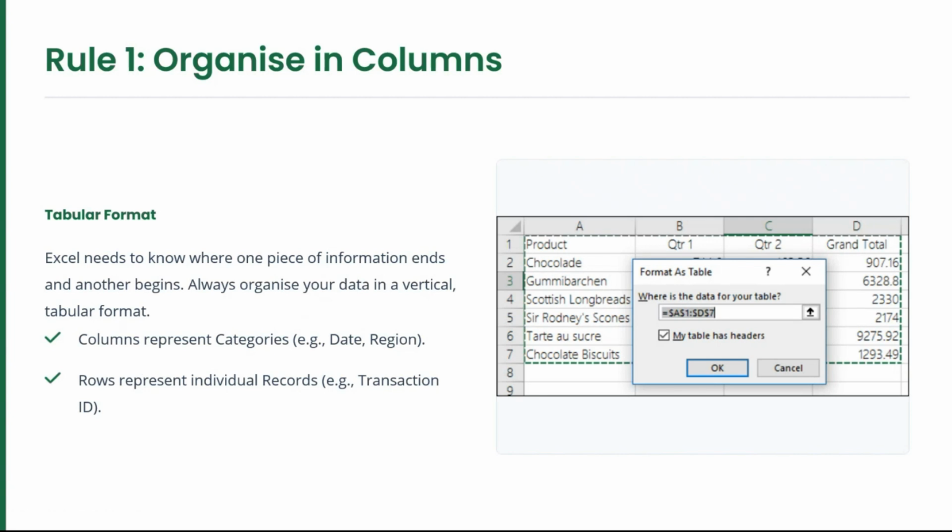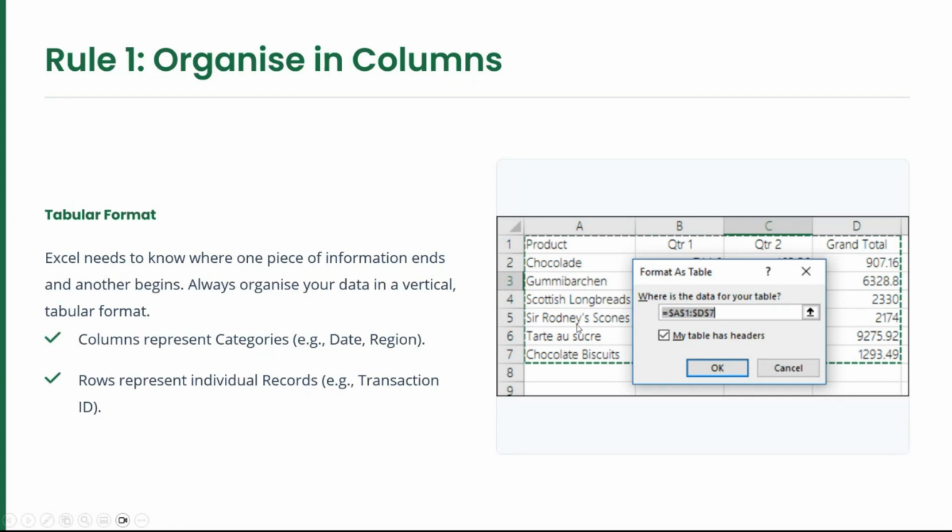And Excel, guys, understands tables better than anything. So Excel needs to know where one piece of information ends and another one begins. And you need to always organize your data in a vertical table format, which is what you're seeing here, where you have your different columns going from left to right. And then you have your rows with all your detail going down.